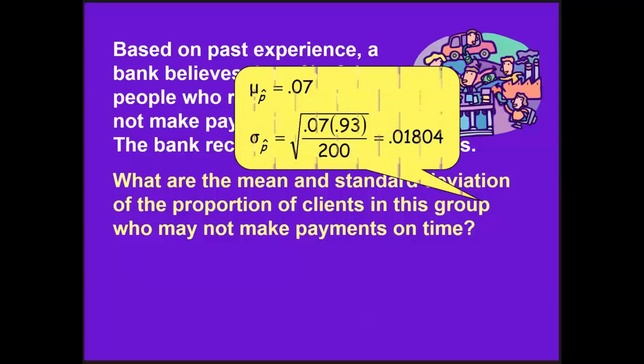Well, I would expect 7% to default, and then using our sample proportion formulas, it's 0.07 times 0.93 divided by 200, then take the square root of that.